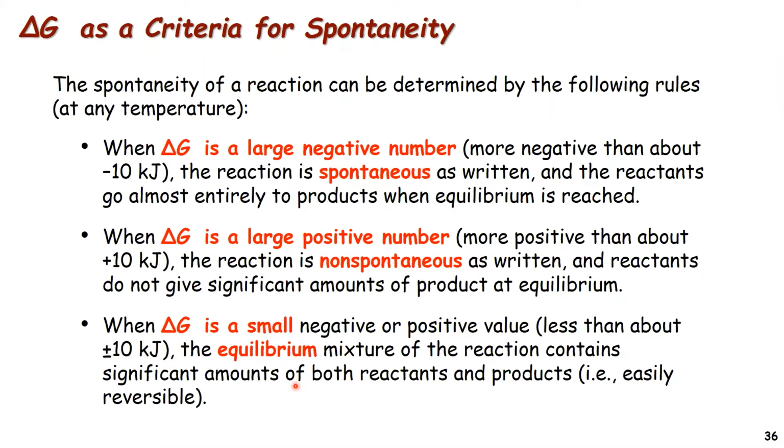To make life simple for yourself, we're simply going to say that when del G is equal to 0, it is at equilibrium. When del G is positive, it's non-spontaneous. When del G is negative, it's spontaneous. We're not going to worry about this caveat of plus or minus 10 kilojoules. Okay?